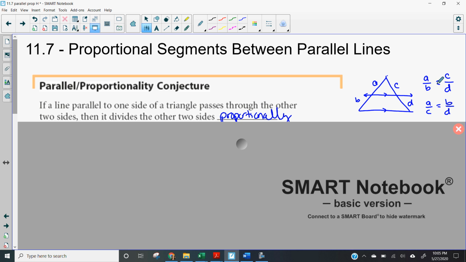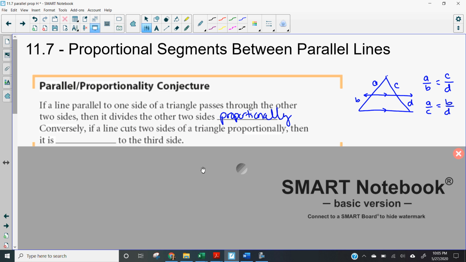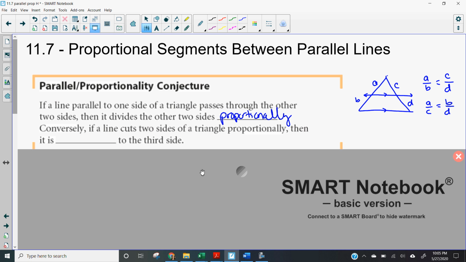If you're not convinced that those work, just think about your first step of cross multiplication here. You get AD and BC as your product. Same thing here, AD, BC. The converse of that is also true. So if you can tell that your sides are divided proportionally, then that line must be parallel to the third side.